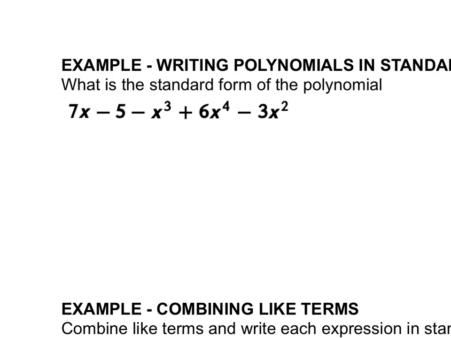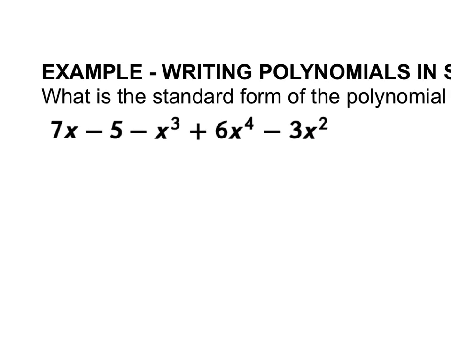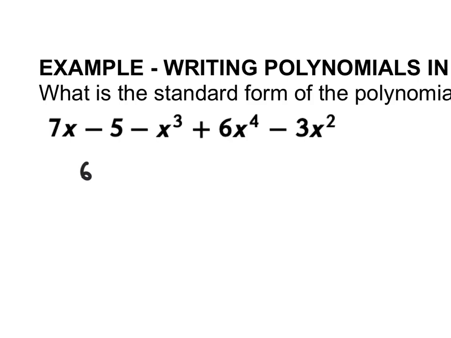And what I want to do is look at my exponents. And I notice that my largest exponent is 4. So this is degree 4. So I want to go 4, 3, 2, 1, 0 is how I want to write this. This is not in standard form. So if I wanted to write this in standard form, all right, what I would do is write 6x to the 4th minus x cubed minus 3x squared plus 7x minus 5.